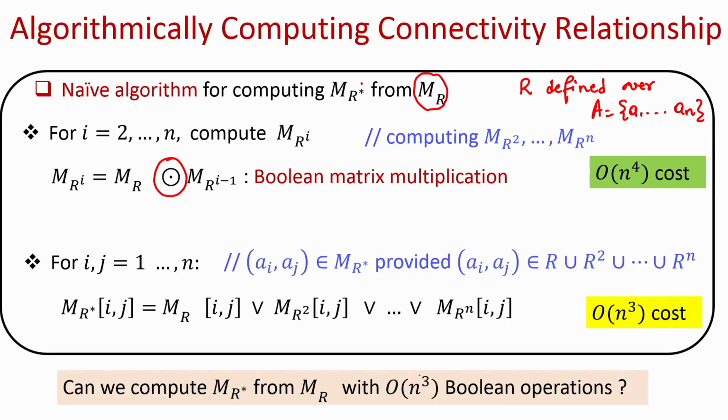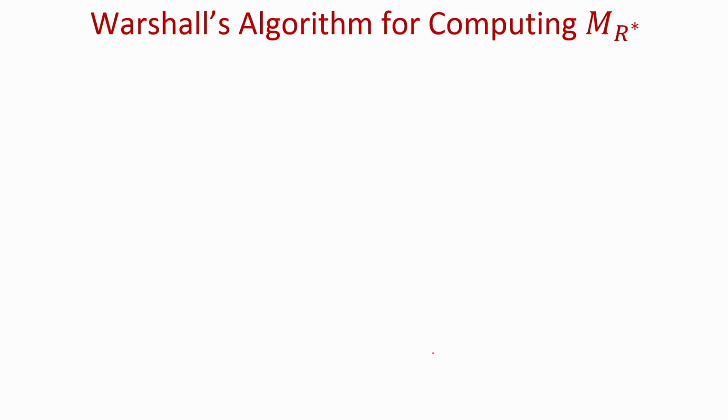Now our goal is how we can get an algorithm to compute the matrix for the connectivity relationship with n cube Boolean operations. So, here is Warshall's algorithm for doing the same. The first thing that we are going to do is, for simplicity, rename the elements of the set A from A1 to An as 1 to n.